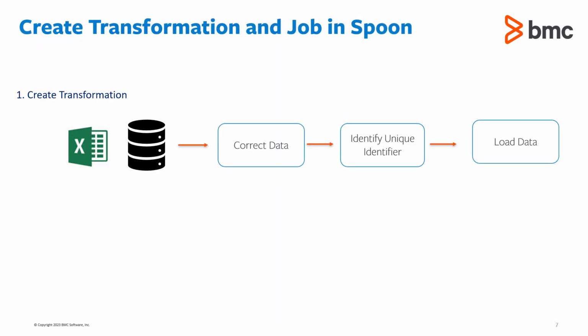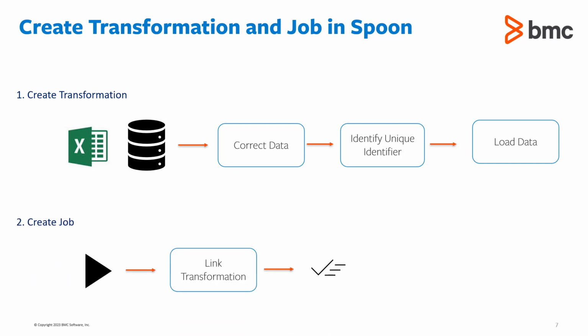Once we have logged into the Spoon client, let's see how we can create a transformation and a job. The first step of creating a Spoon job would be to create a transformation. To do this, we connect to external data source by creating connection depending on database type. We transform it, correct it, identify the unique identifier according to which we decide if a record is needed to be created or it should be updated via the load step.